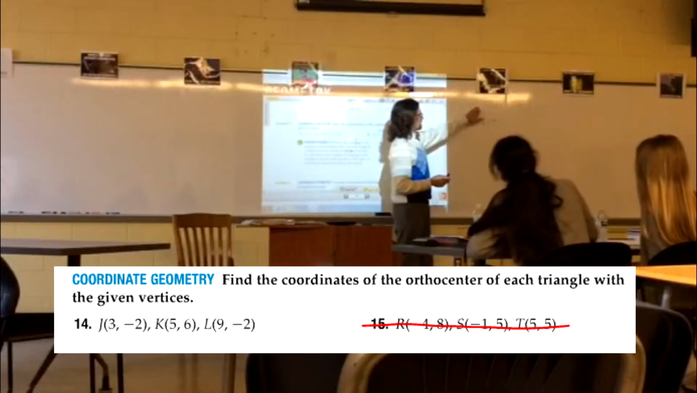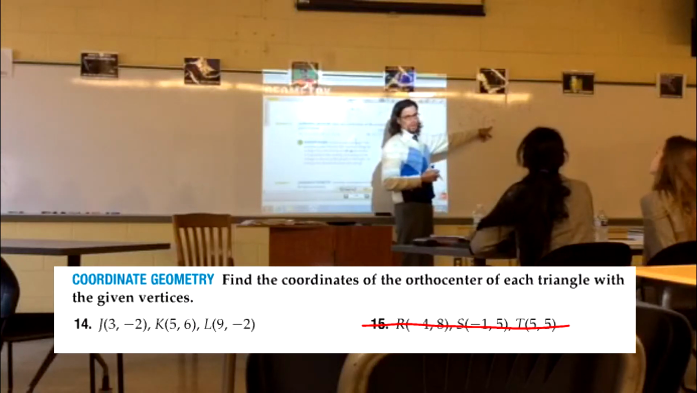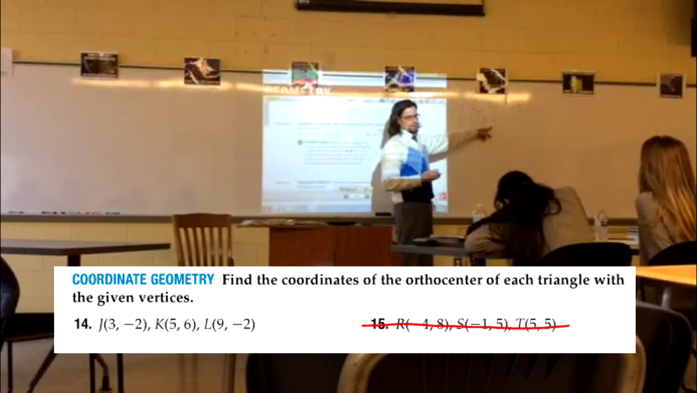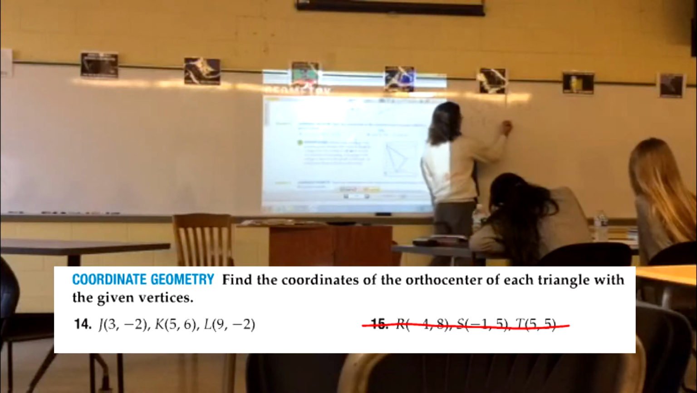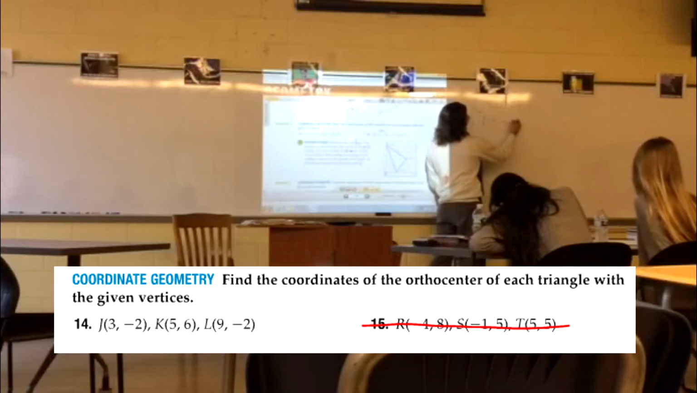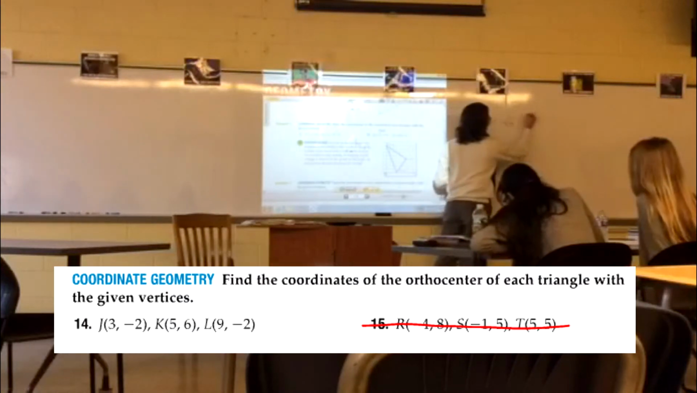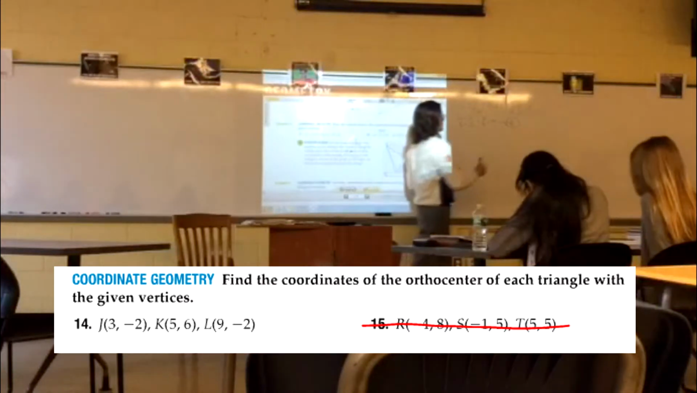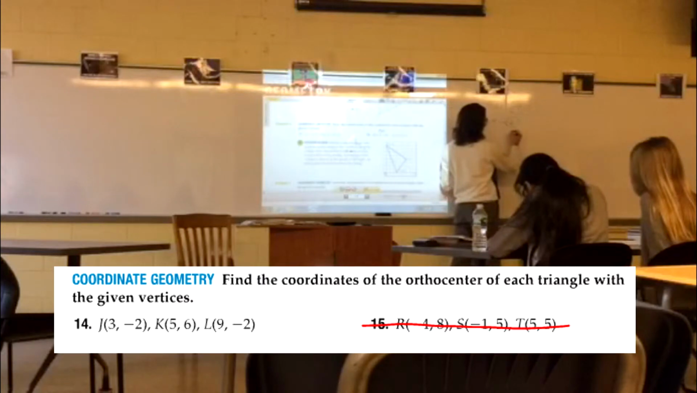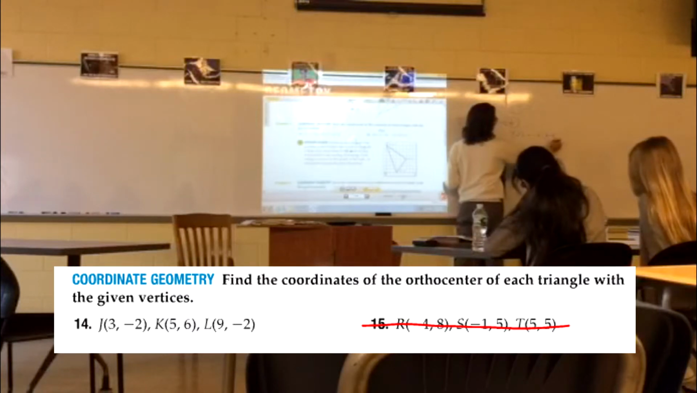JK. You get the opposite reciprocal, and you want to go through which point? 9, -2. So you find the slope of this line, make your opposite reciprocal, and you're going to use this slope and this point. That's going to be your equation. So your equation is y minus -2 equals -1/4 times x minus 9.